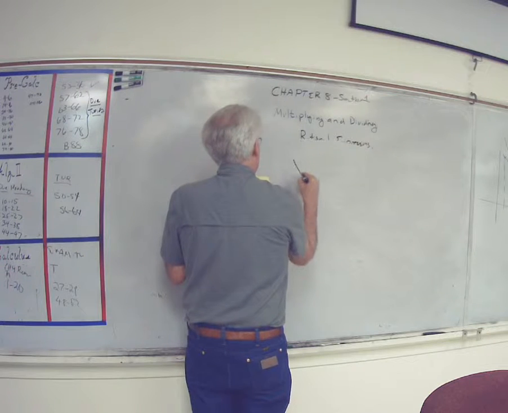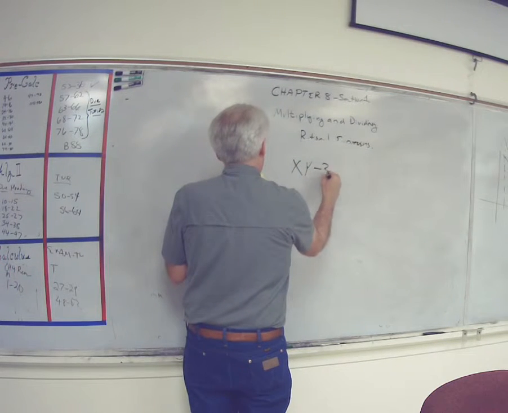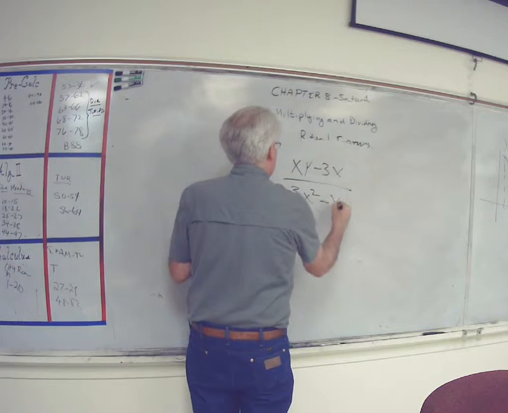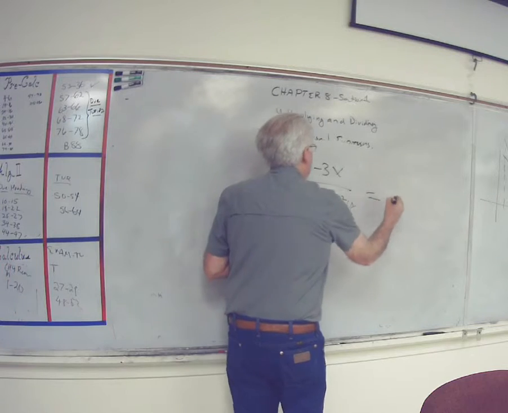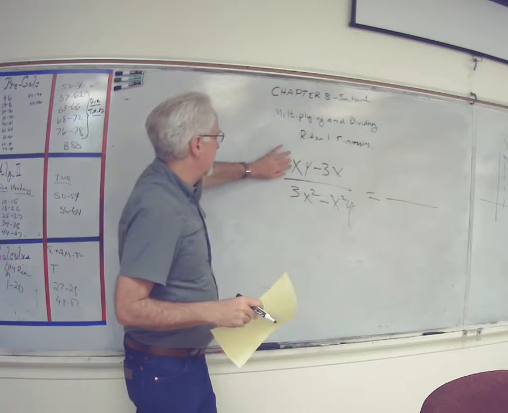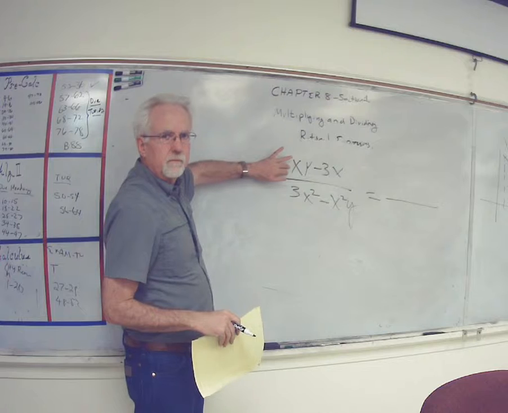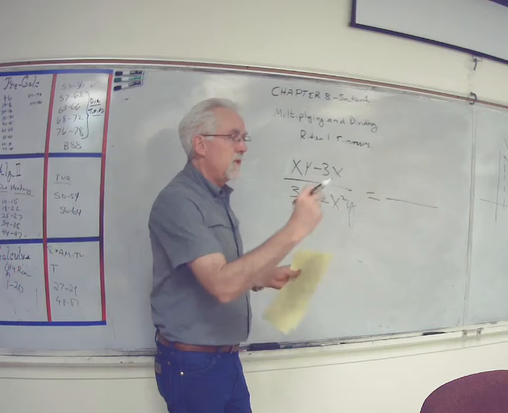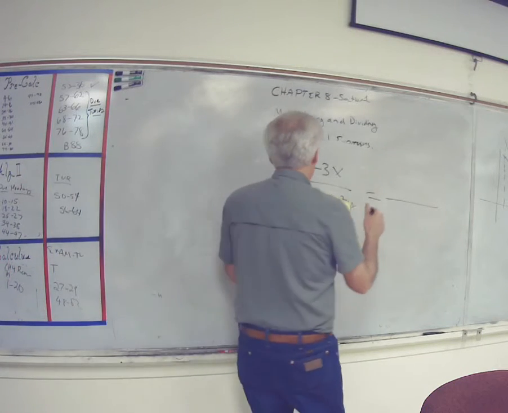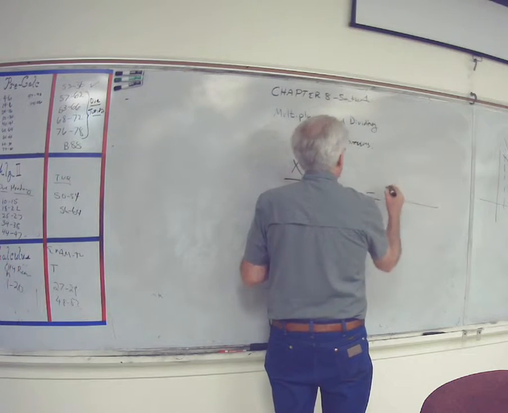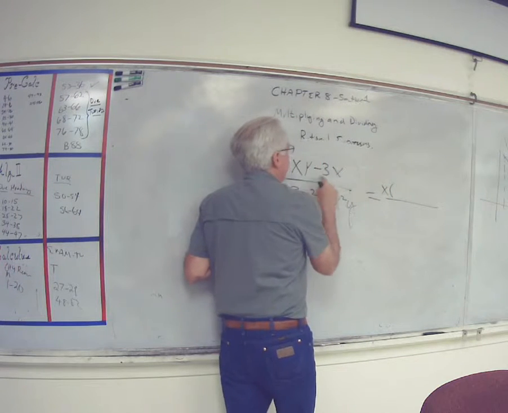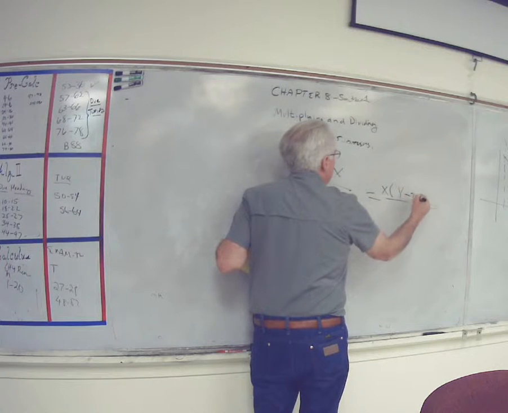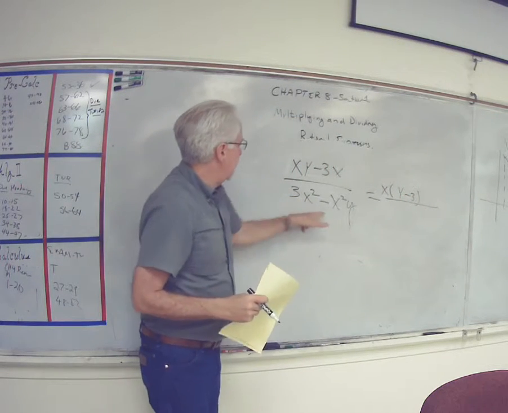I have xy minus 3x over 3x squared minus x squared y. Josie, what are you going to do up here? Factor out x. Okay, Levi, give her a chance to say it, because you know what's going on, but just make sure you give her a chance to say it so she thinks through it. So I'm going to have x, and Josie, what do I have left if I take the x out? Y minus 3. Y minus 3, boom.